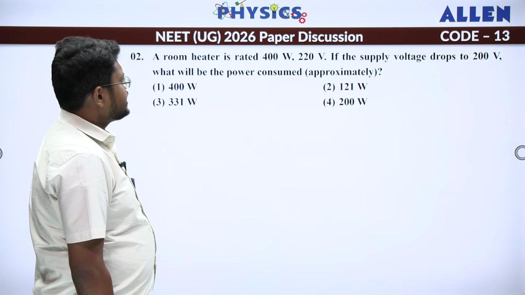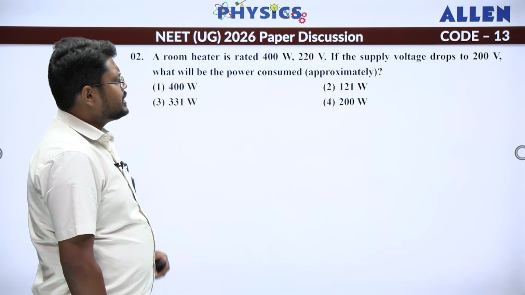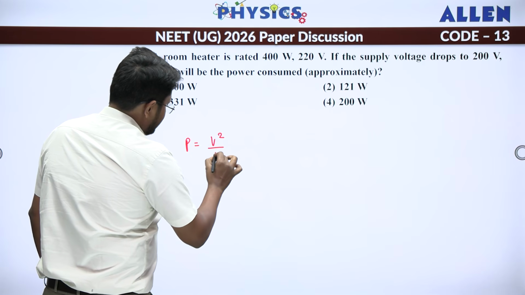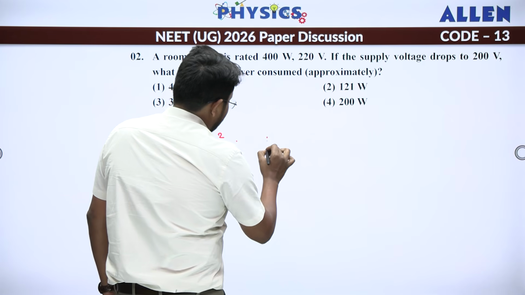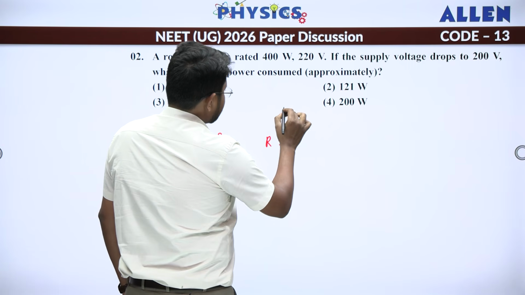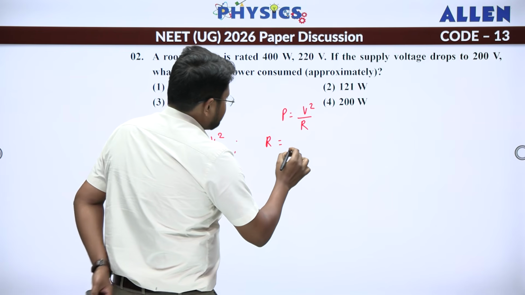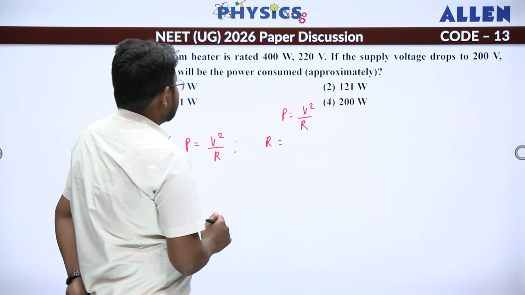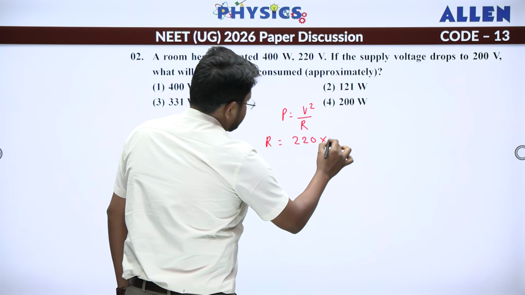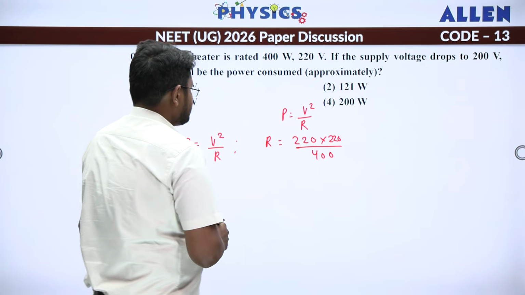A room heater is rated 400 W, and the voltage is given. If the supply voltage drops to 200, what will be the power consumed? So power consumed will be given as V square by R. We know that power equals V square by R, so R will be V square by P, but here V will be the rated value. So this will be 220 into 220 divided by 400.